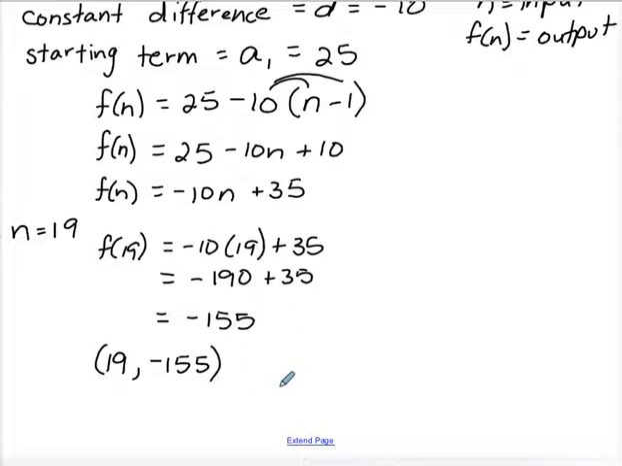Okay. I hope that will help you with any of these arithmetic sequences.